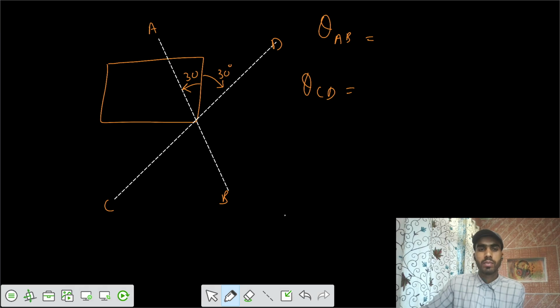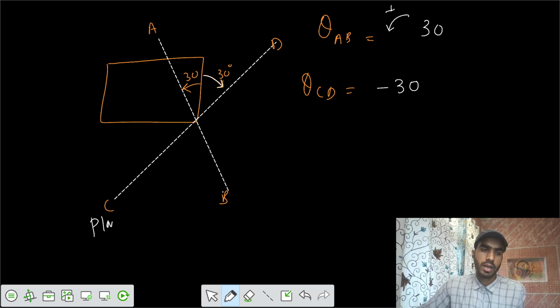Are both theta the same? Actually, they are not the same. See, for AB, anti-clockwise is positive, so you have to write 30 positive. Similarly, this one is clockwise, so you have to write minus 30 for line CD or plane CD.